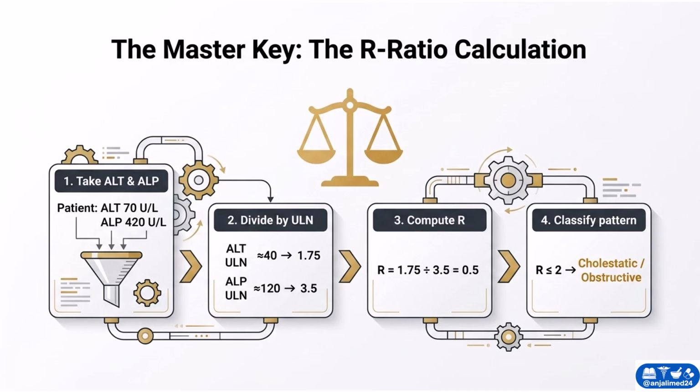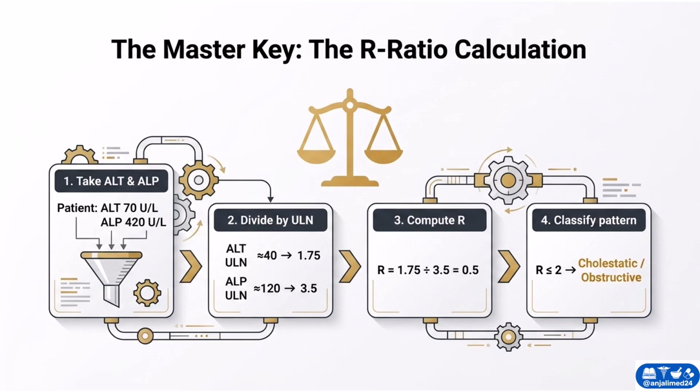Next, his ALP is 420 units per liter with an upper limit of normal of 120. We calculate 420 divided by 120, which equals 3.5. Now divide the two values. R equals 1.75 divided by 3.5, giving an R ratio of 0.5.